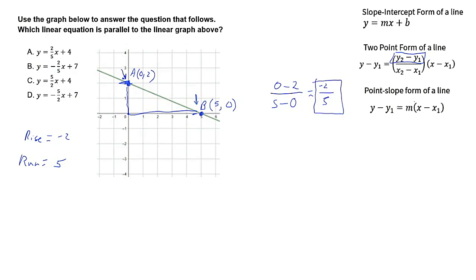Now all we have to do is come over here and look at our answer choices and find the one that has a slope of -2/5. And that's right here. That means that the equation for the line in answer B is parallel to the one depicted on the graph because it shares the same slope. So that's our answer. Great job.